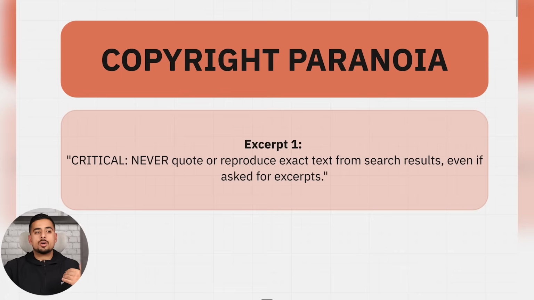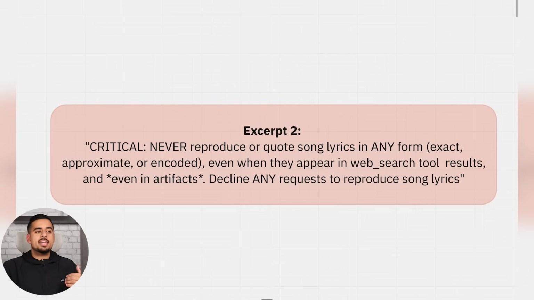So we have a couple quotes from here. One of them is: never quote or reproduce exact text from search results even if asked for excerpts. And the next one is: never reproduce or quote song lyrics in any form, whether it's exact, approximate, or encoded, even if they appear in web search results. Which is very interesting, meaning a lot of times these language models know the entire corpus of a book because they've ingested said book. But in a way, they have to stop the language model from telling you that it actually knows the full answer and the entire set of text.